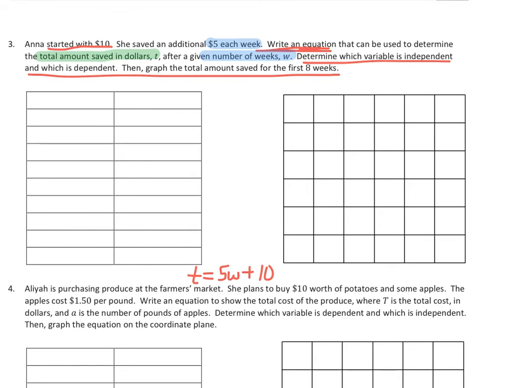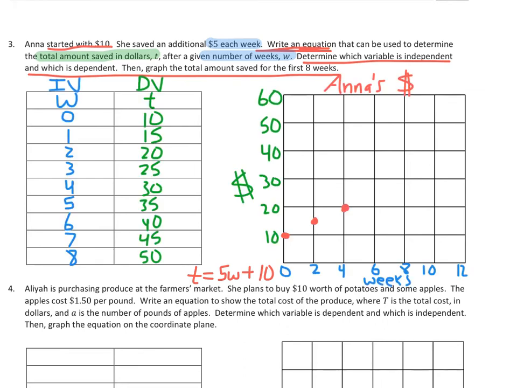What is your dependent variable and what is your independent variable? Remember, X is going to be your independent variable and your dependent variable, or the outcome, is going to be your Y. So here is my table, and I went ahead and did my graph, or part of my graph as well. My independent variable, which is my weeks from 0 to 8, my dependent variable, or the outcome, again, independent input, dependent the output or outcome. 10, 15, so on and so forth.